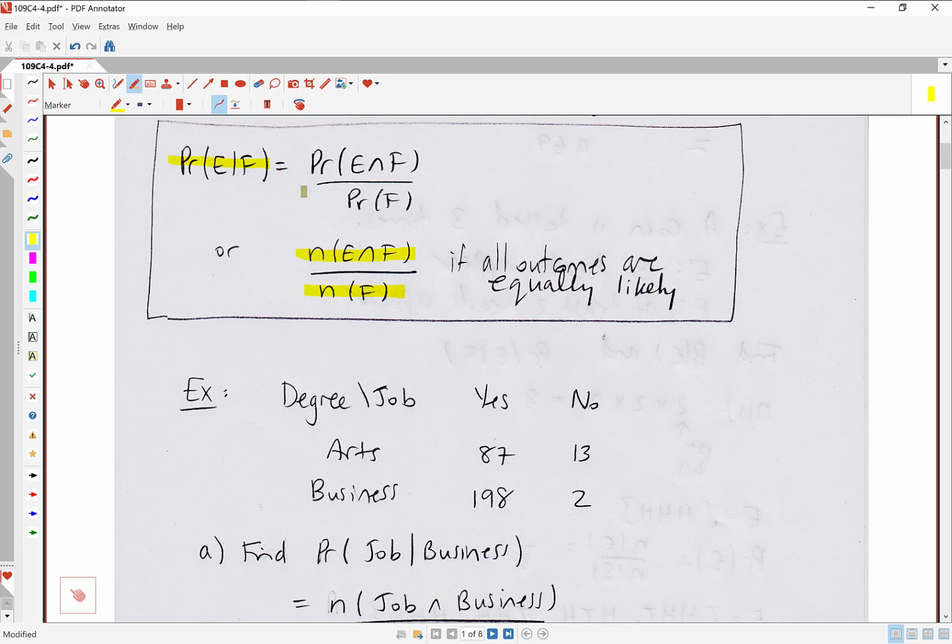So the two formulas just really come down to whether you've got information about probabilities. In that case, you would use the first formula, or if you had information about the specific sets, then you would use the second formula. In either case, you're looking at the intersection of E and F on top, and you're looking at F on the bottom. So let's try some examples of calculating these conditional probabilities.